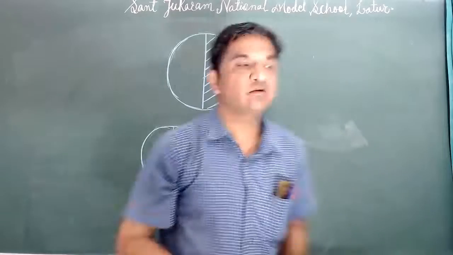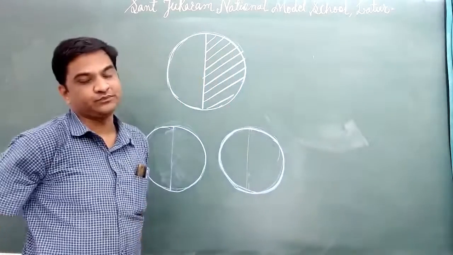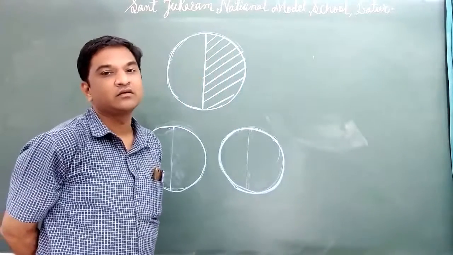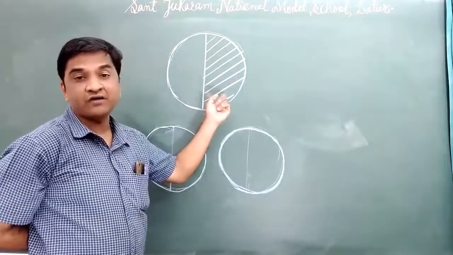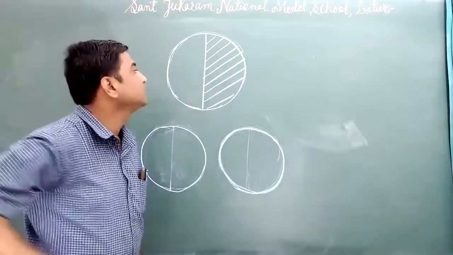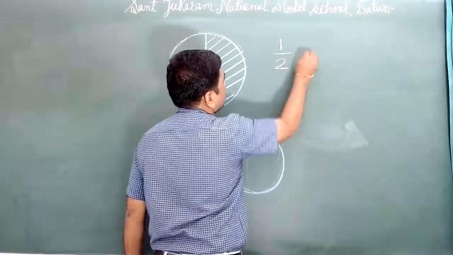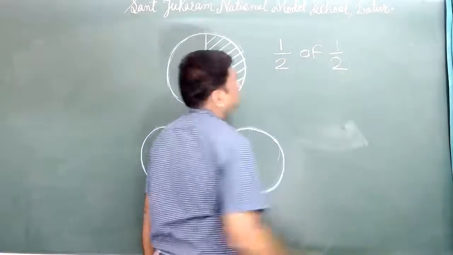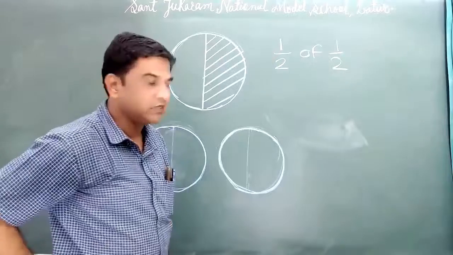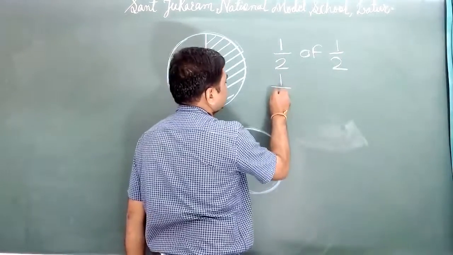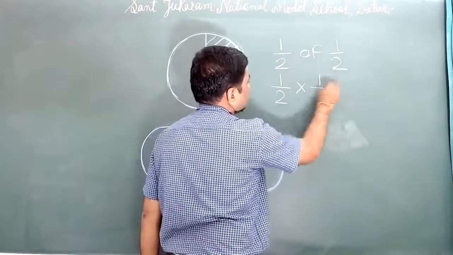Suppose your mother gave you one complete roti, but you are not hungry. What do you say to mother? That I'm going to eat half of the half chapati. I say half of half, and when I say "of", it actually means multiplication. So I'm actually multiplying a fraction half with half.